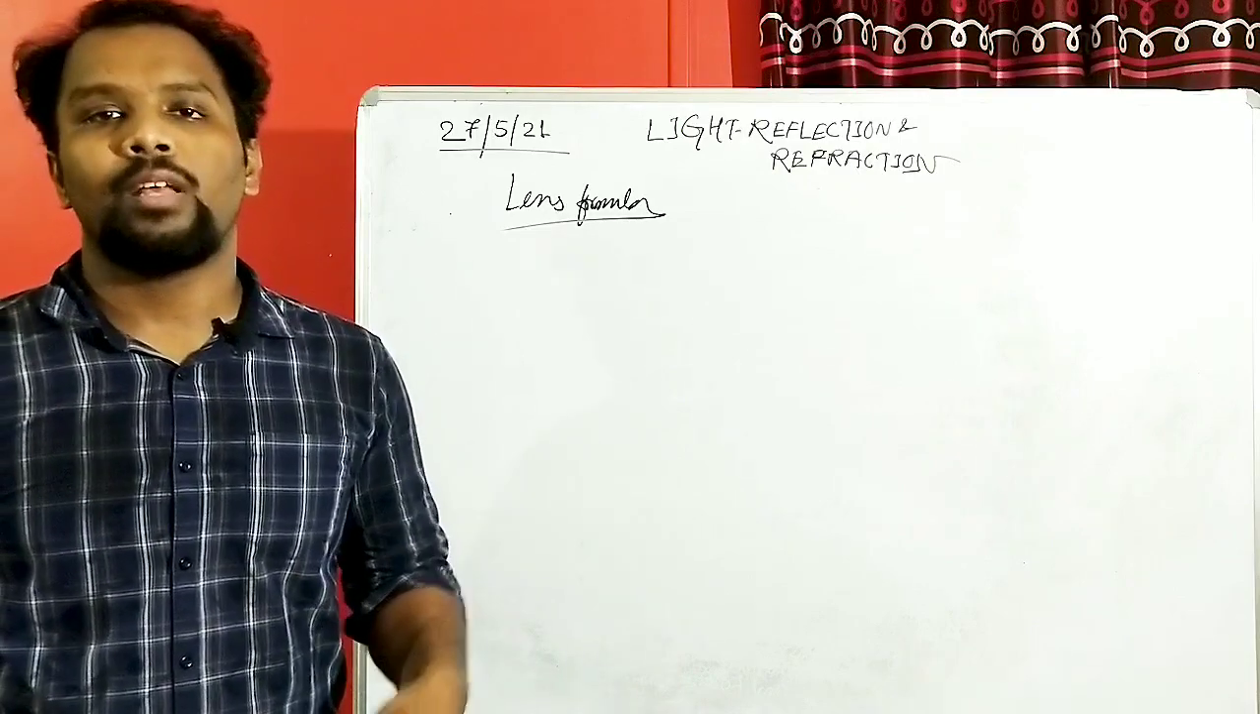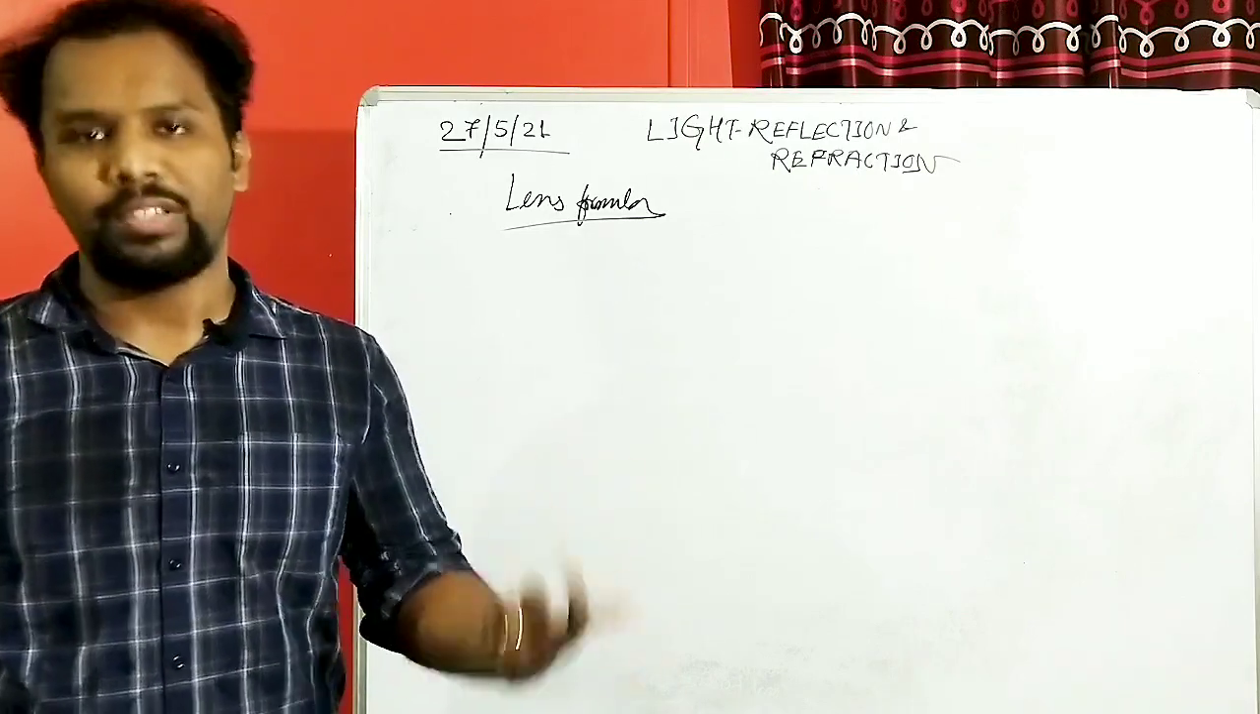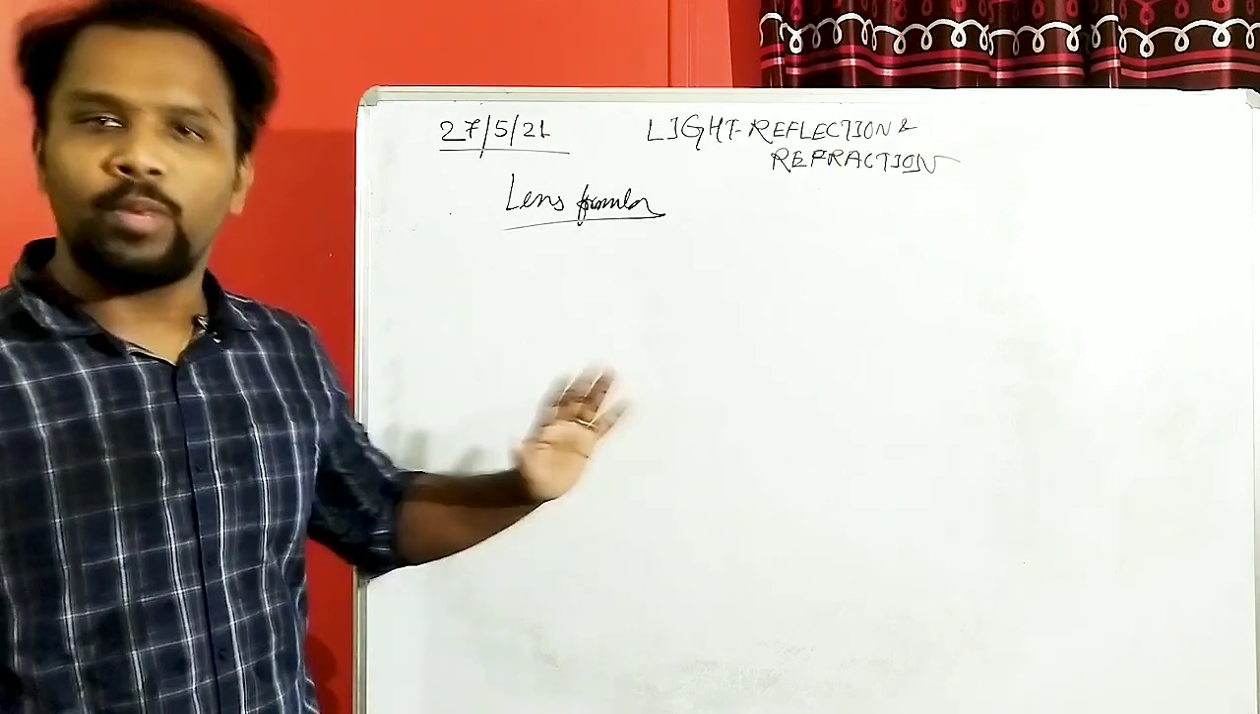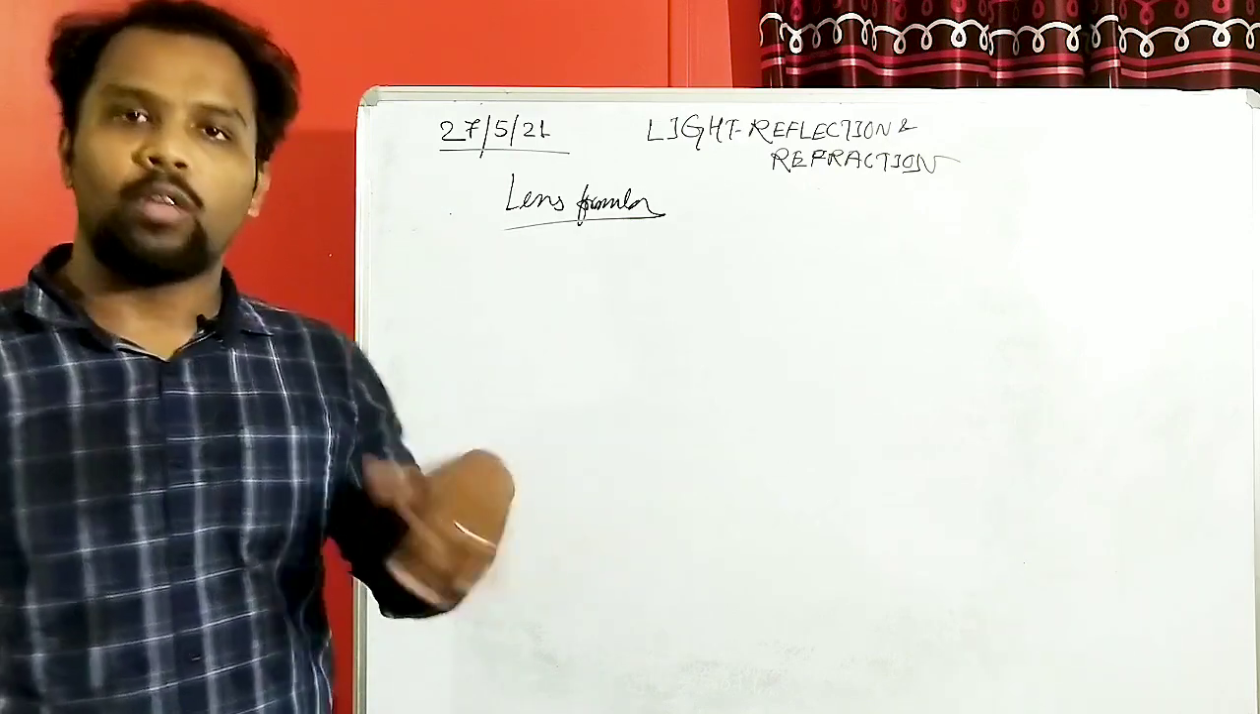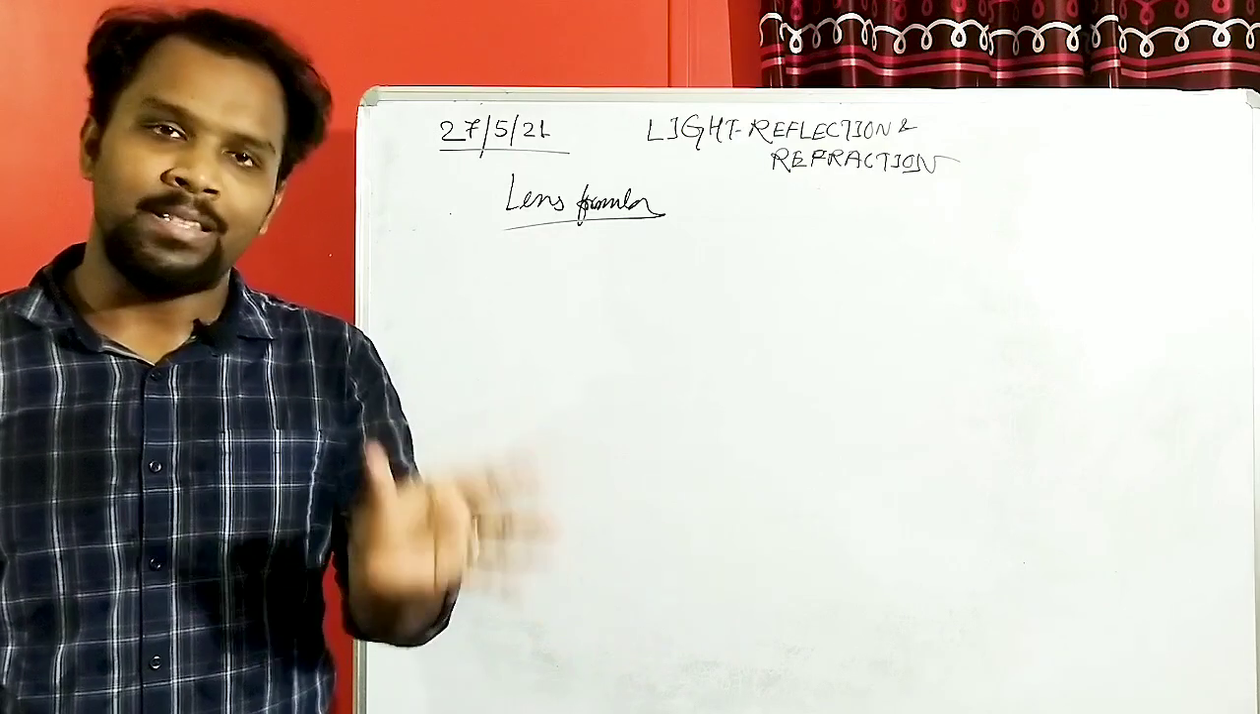What happens in the mirror formula? We get a relation between object distance, image distance and focal length. The same thing is going to be here. In the case of lenses, we are going to have a relation between object distance, image distance and focal length.